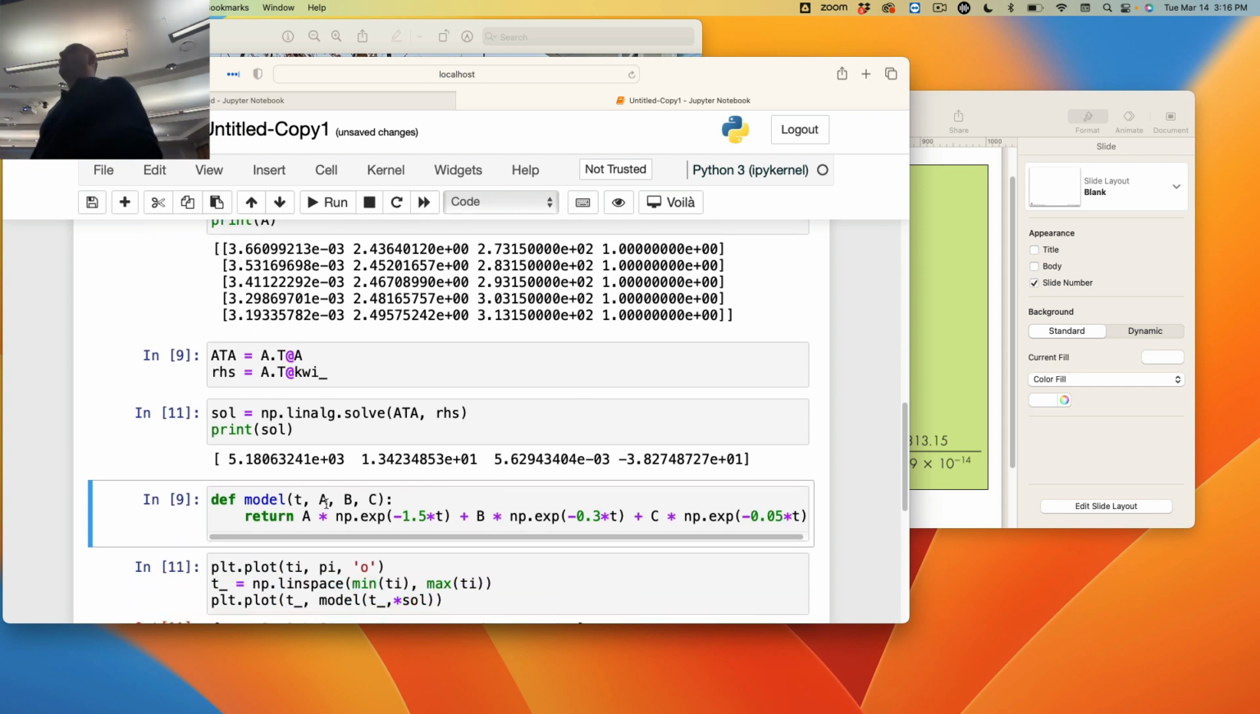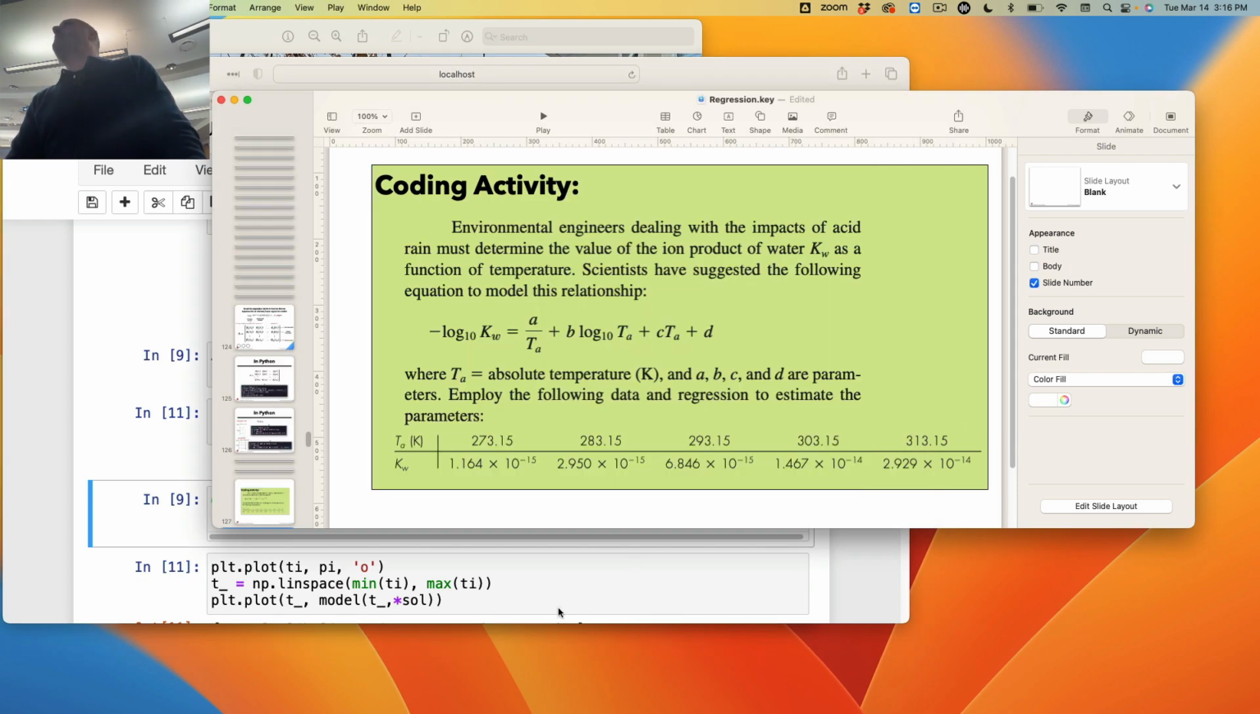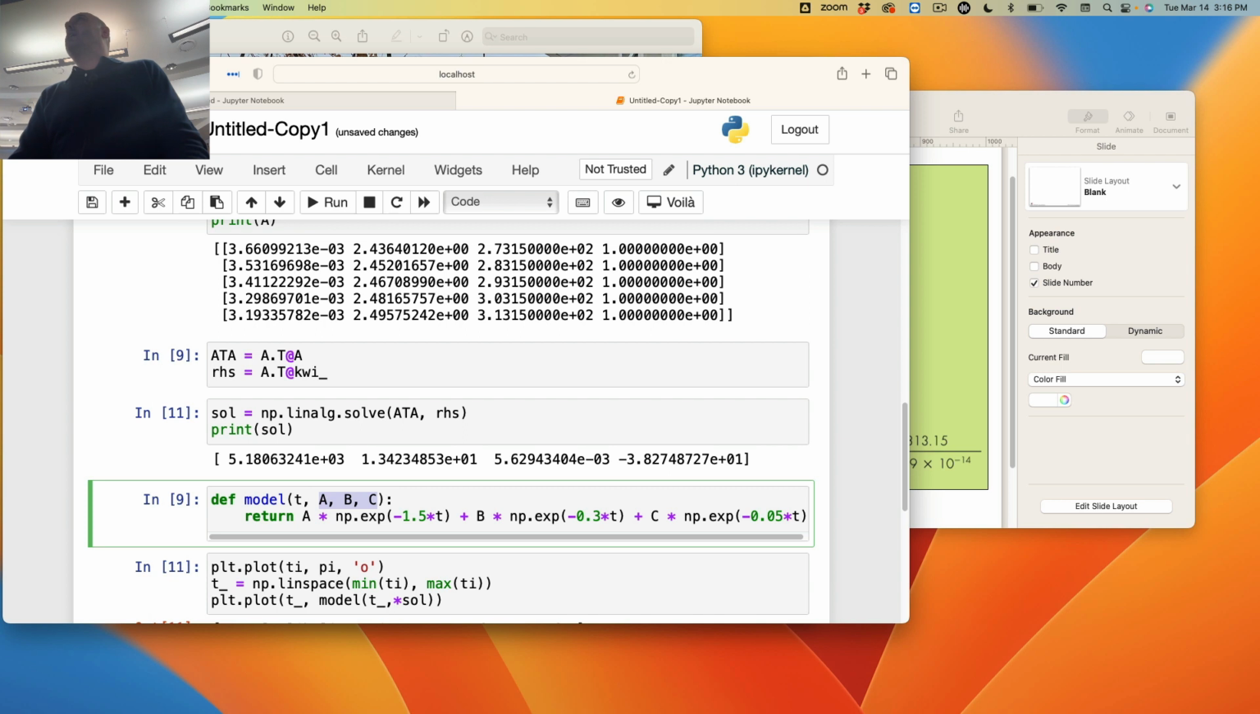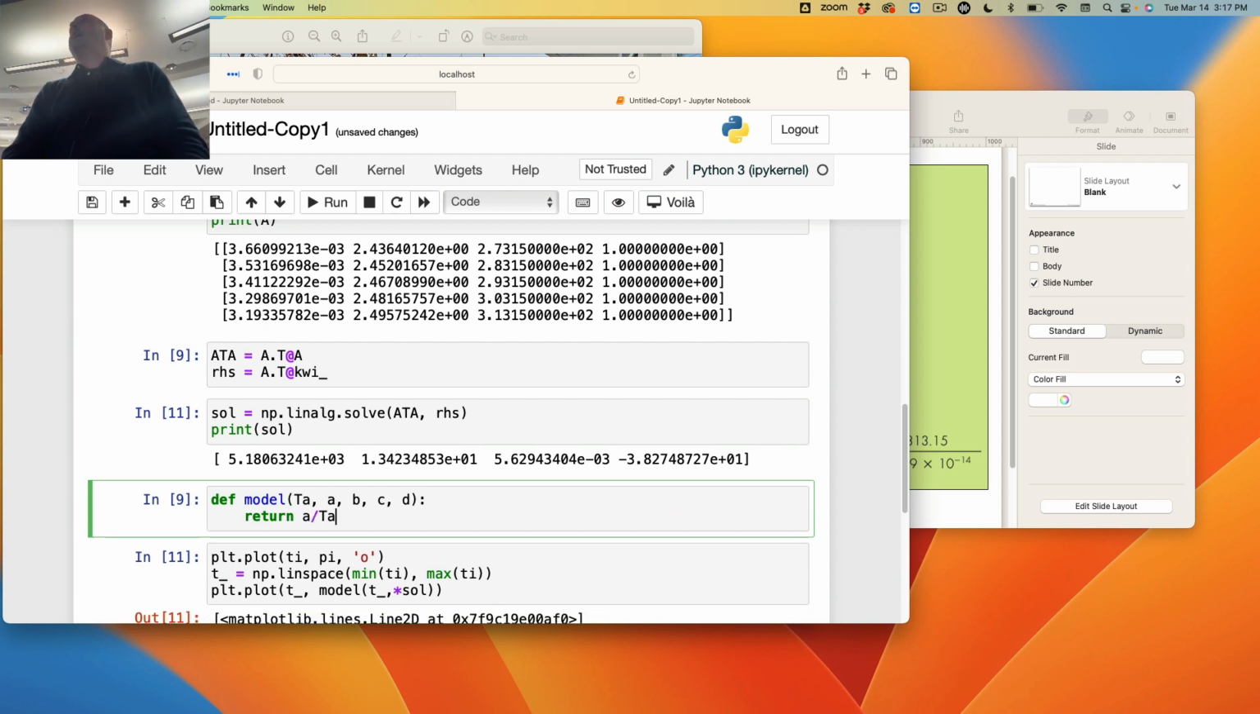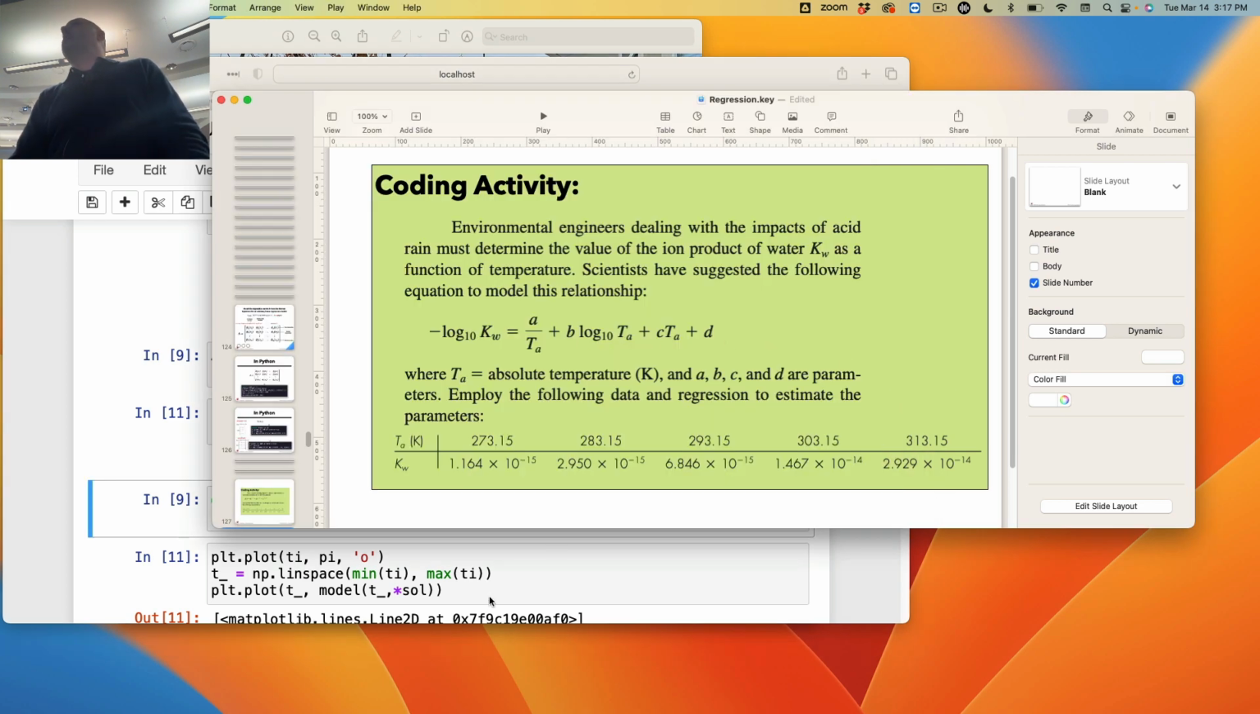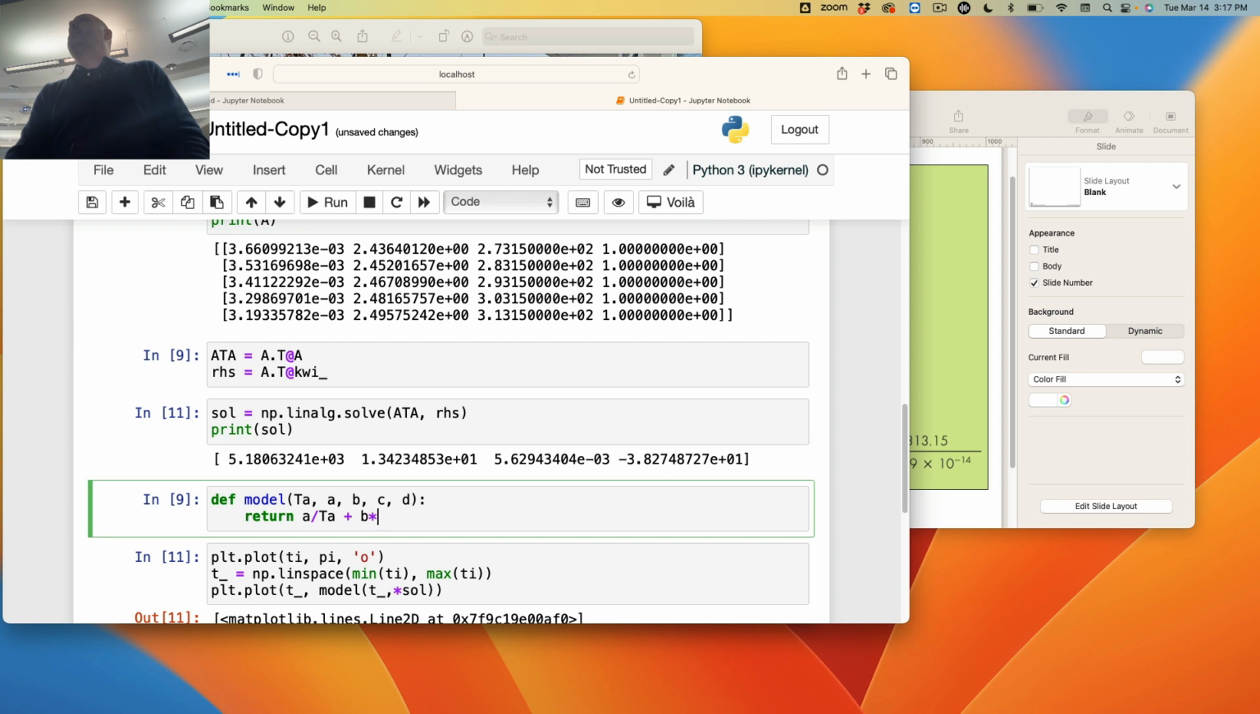Next, I'm going to define the model. Now, this model has 4 parameters, A, B, C, and D. That model is going to take a temperature, I'm going to call it TA, and then A, B, C, and D. Now, we know how to pass those parameters with the dereferencing operator, which is great. So all we have to worry about is defining the model over here, which is A over TA plus B times np.log10 of TA plus C times TA plus D, right?